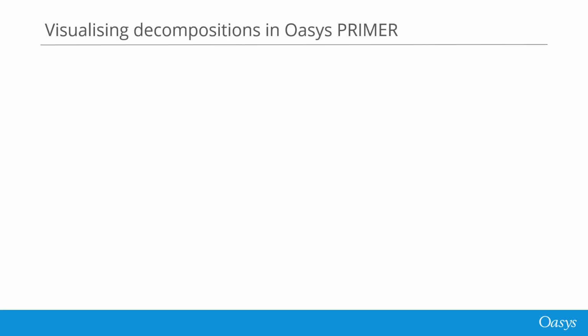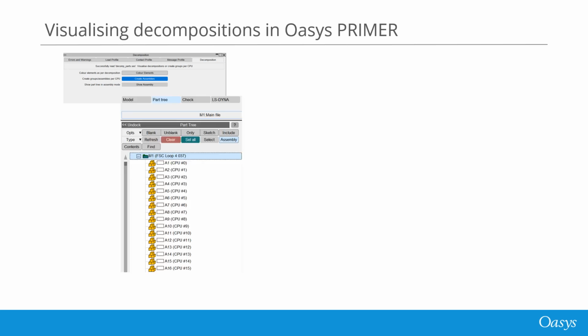You can also visualize how your model is decomposed across the CPUs. LS-DYNA Output Viewer can read the decomposition output messages that are given out by the LS-DYNA simulation. In this panel, the create assemblies option will create an assembly for each CPU containing all the elements that are processed by the CPU after decomposition.